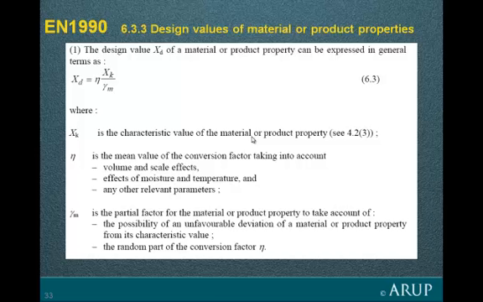Basis of design tells us that we will find design material properties by taking characteristic values, dividing by a partial factor gamma m, and possibly multiplying by a factor eta. Eta is a conversion factor, taking account of volume, scale effects, moisture, temperature, and so on. In other words, eta is a factor to convert what you might measure in a lab test to what you expect to be really there in your real structure. Gamma, on the other hand, is a safety factor to take account of the variability of the materials.